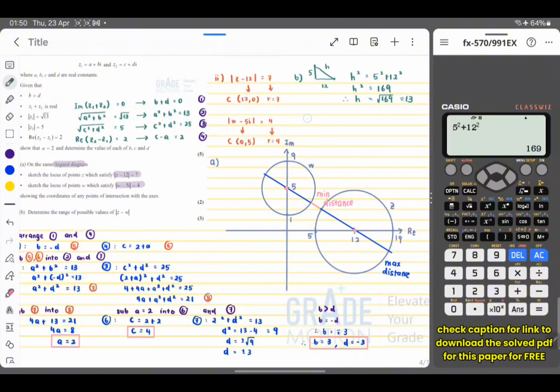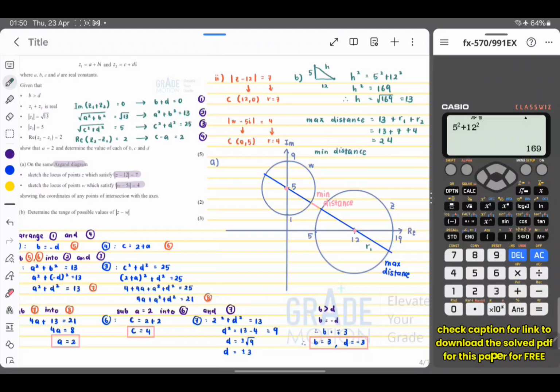Okay. For the maximum distance, it would be 13 plus radius 1 plus radius 2. So you have the distance over here and you need to add the 2 radii. That is how you find the maximum distance. So plus R1 plus R2. So 13 plus 7 plus 4, which equals 24.